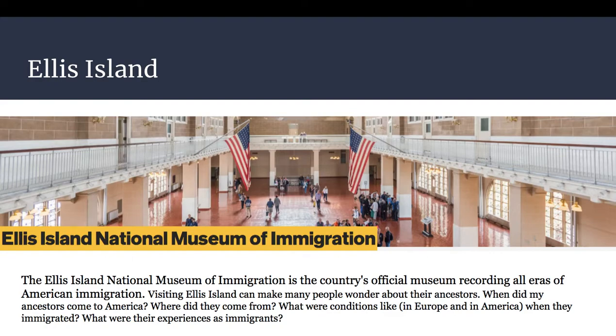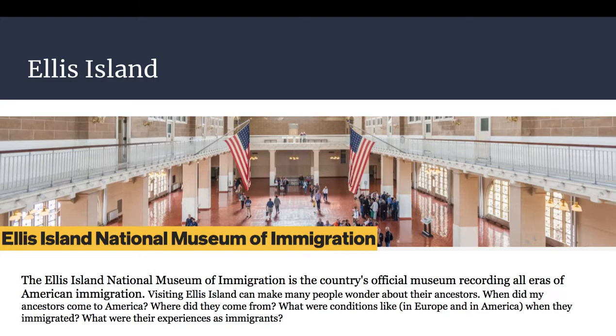So here now, Ellis Island is a National Museum of Immigration. Okay, it is the country's official museum that records all eras of American immigration that came to this island to come to the New York area.